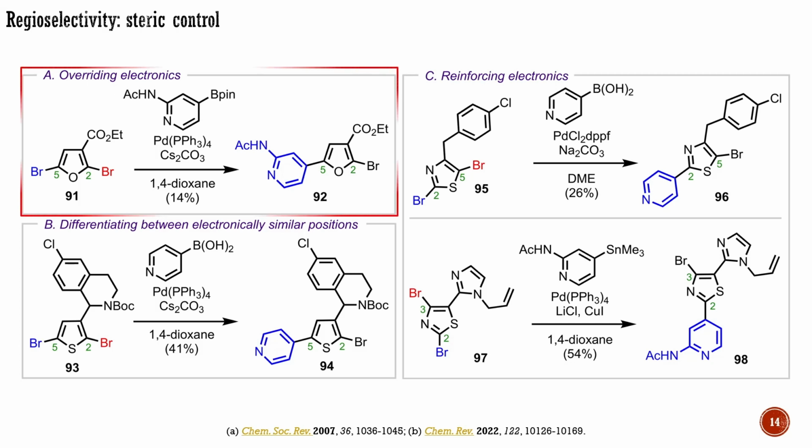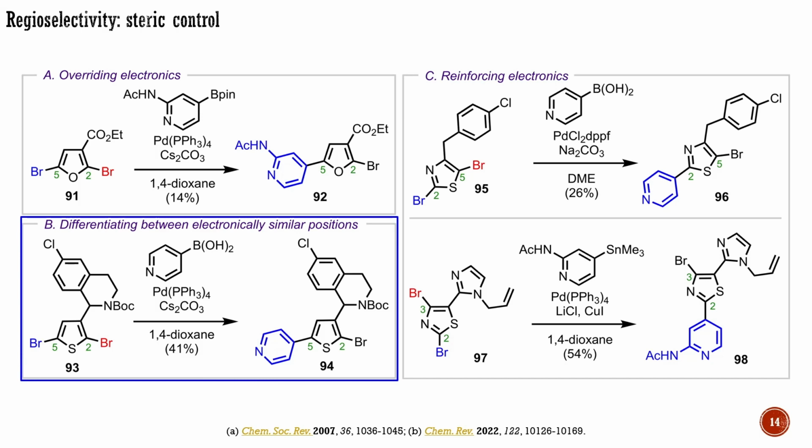One example of steric effects overriding electronic effects is underlined in red, where coupling takes place at the more sterically accessible C5 position of 2,5-dibromofuran, despite the C2 position being electronically favored by virtue of being adjacent to both an oxygen atom and an electron-withdrawing ester moiety. In the case of 2,5-dibromothiophene underlined in blue, there are no pronounced electronic effects from the pendant tetrahydroisoquinoline derivative. Therefore, the C2 and C5 positions are electronically similar, and in this case, the difference in the steric environments between these two positions facilitates reactivity at the more sterically accessible C5 position.